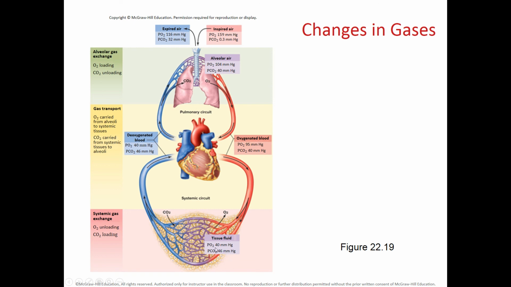So look at the difference in pressure. In your tissue fluid, you have a partial pressure of oxygen of 40 versus 95 in the arteries. So you will unload oxygen so you can oxygenate your tissues, and then you load the CO2 because you have 46 millimeters of mercury of CO2 in here and in here you have 40. So there is a 6 millimeters of mercury difference, and then you can load your CO2. Then you have systemic gas exchange, in here you have alveolar gas exchange, and in this part you have gas transport.